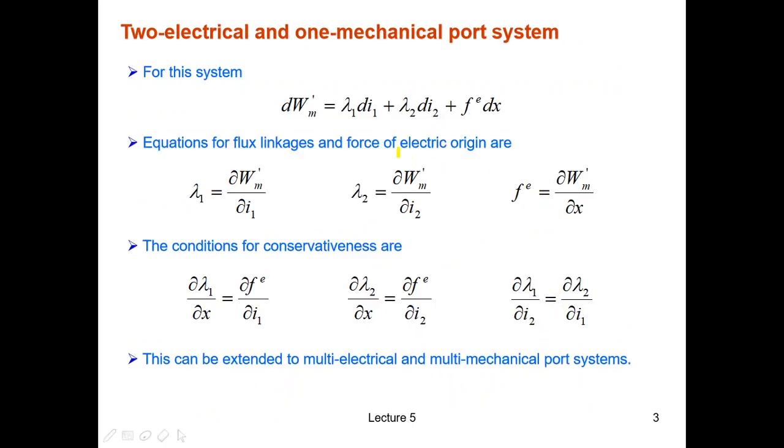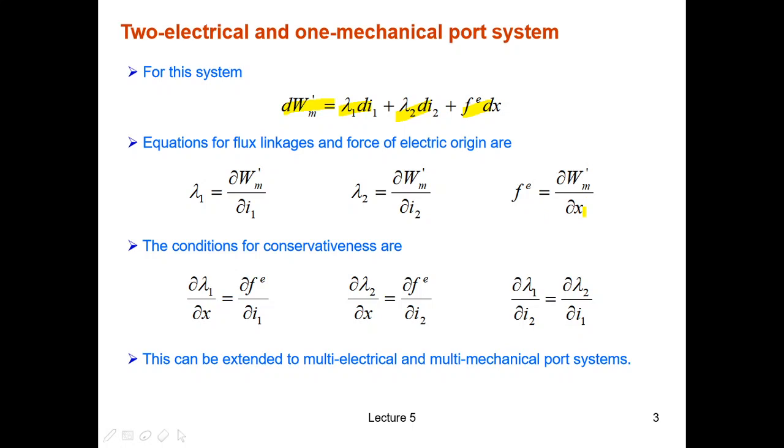So we have here an important example for two electrical and one mechanical process system. For this system, we know that the co-energy will be calculated as lambda 1 di1 plus lambda 2 di2 plus Fe dx. Okay, so three components. Therefore, we have three first degree partial derivatives: the Wm dash by di1, the Wm dash by di2, and the Wm dash by dx.